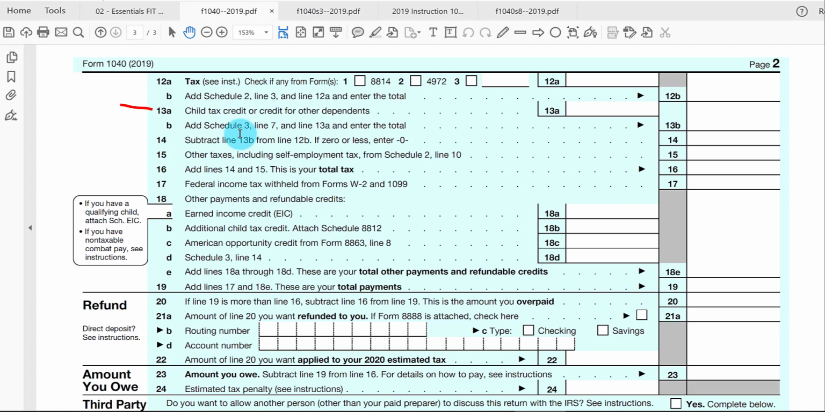Okay, let's stop here, and when we come back in the next video, let's talk about another common refundable credit called the Earned Income Credit, EIC.